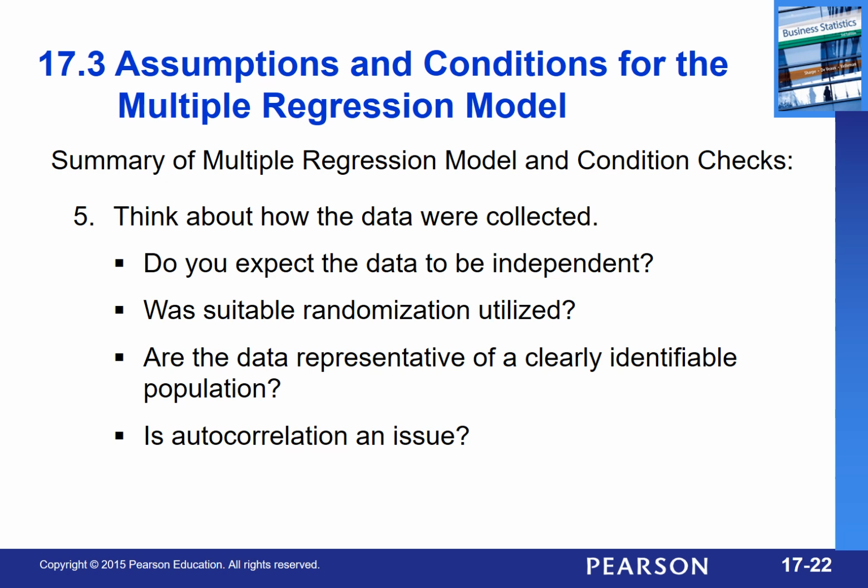And where it was taken from. Remember, you can't use things from different areas to try to explain each other. And then, is autocorrelation an issue? Is there an individual in there that's been measured more than once and is used more than once? Or an individual that was sampled more than once?